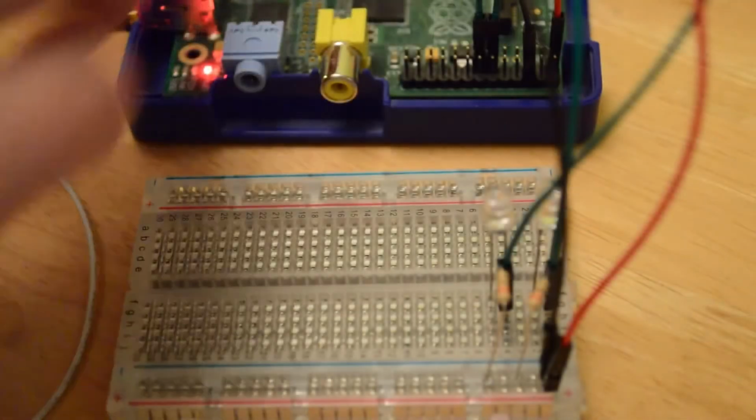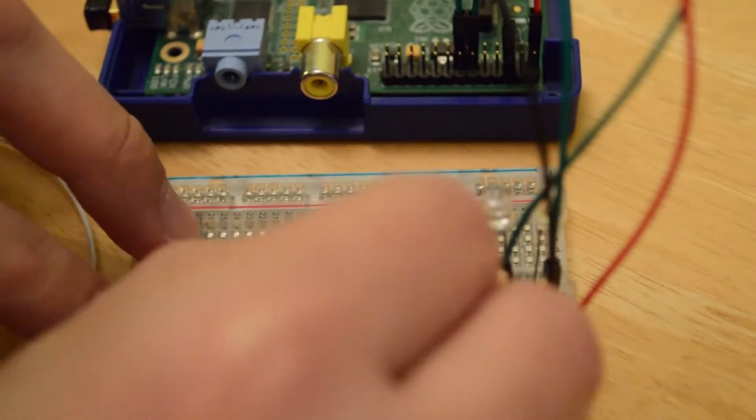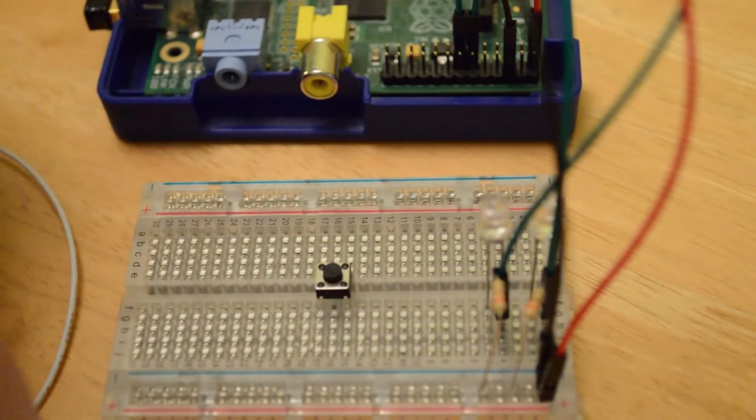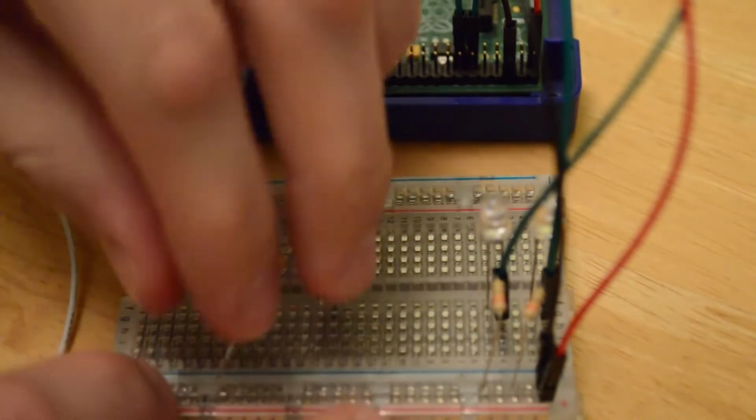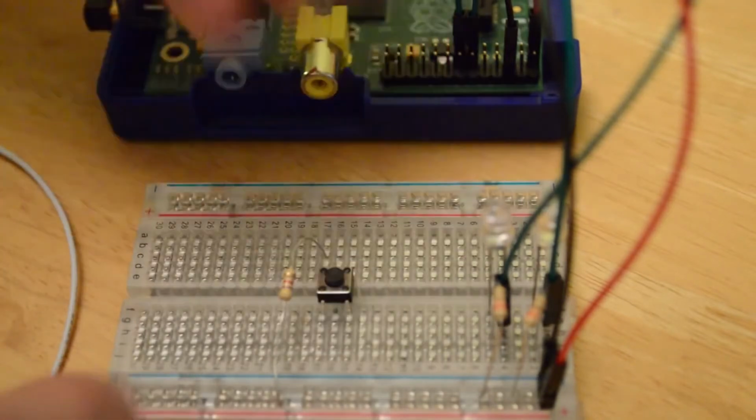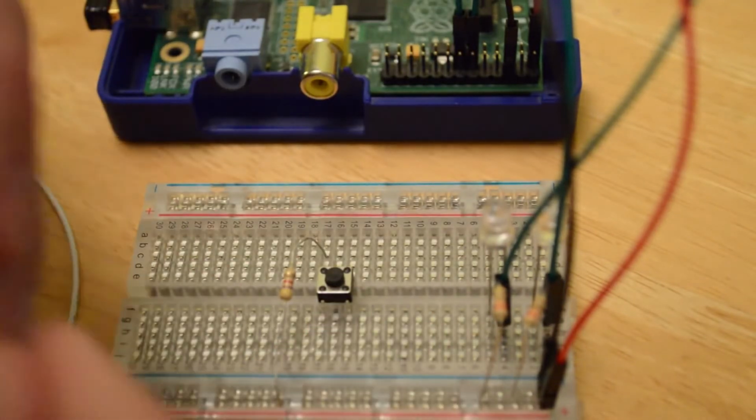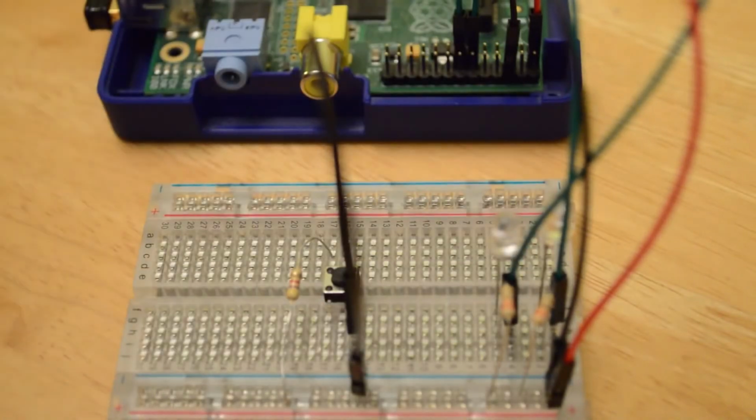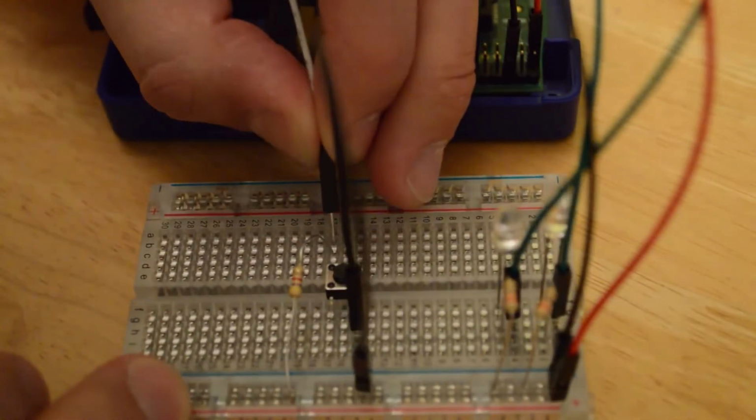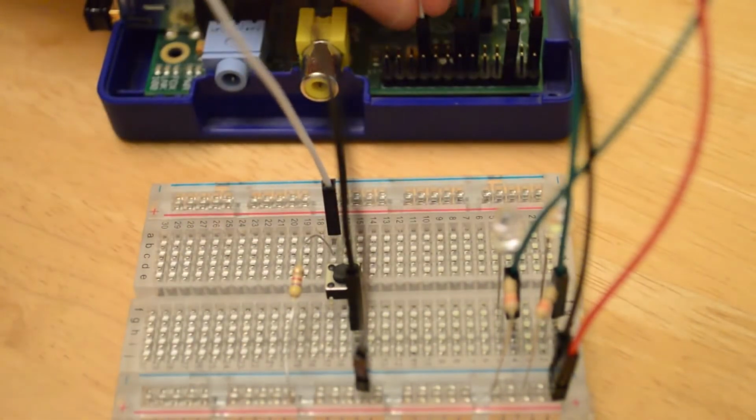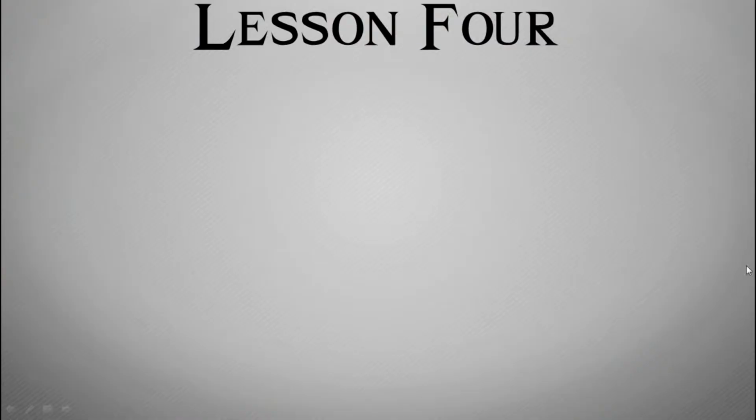Just a quick run through of how you wire this up. You take your tactile switch and you bridge it across the 2 major sections in the middle. You then grab your resistor and connect one of the top left hand rails to the positive rail at the bottom there. We then take our ground wire and connect that to the bottom right hand pin, and then our top left hand pin goes to the GPIO, I think it's 10, but it's in the diagram.